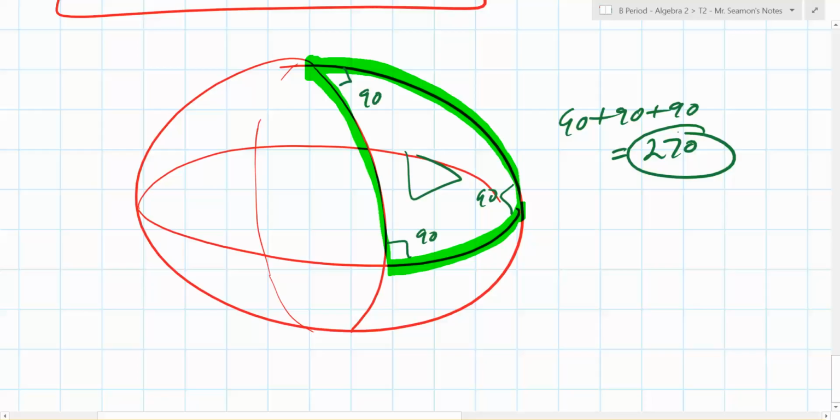Okay, what shape is that green shape? What's the sum of the internal angles of a triangle? 180. What did we just show it is? 270. On a sphere, guess what happens? It depends on the size of the triangle. If I make the triangle smaller, what does the internal angles add up to? Something smaller than 270.